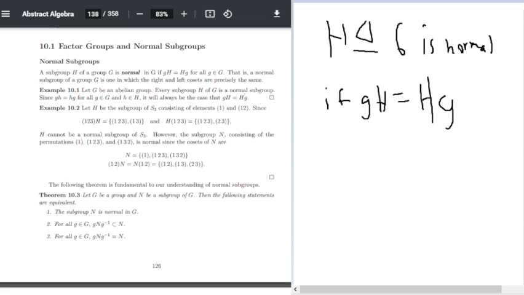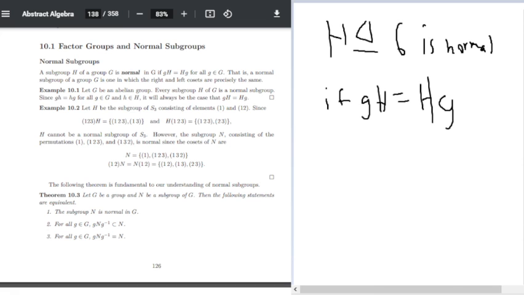Example 10.1. Let G be an abelian group. Every subgroup H of G is a normal subgroup, since gH equals Hg for all g in G and h in H. It will always be the case that gH is equal to Hg. Example 10.2. Let H be a subgroup of S3 consisting of the elements (1) and (1 2). Since (1 2 3)H equals {(1 2 3), (1 3)} and H(1 2 3) equals {(1 2 3), (2 3)}, H cannot be a normal subgroup of S3. Notice here that we have (1 3) and (2 3) differing between the two cosets.